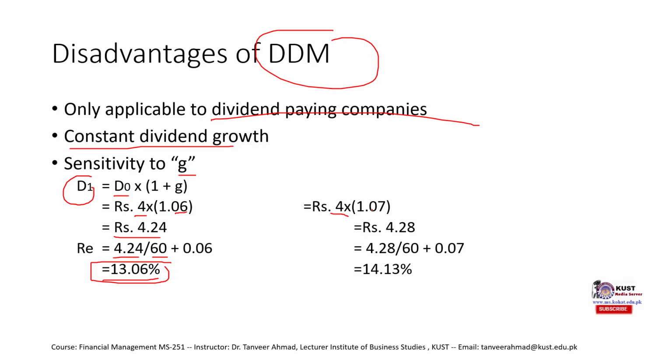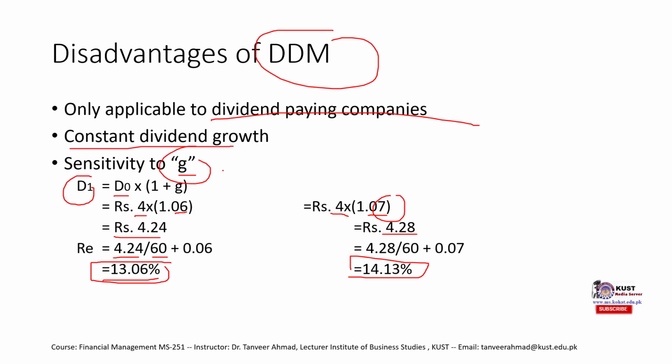Then our 4 into 1.07, this new growth rate, our dividend would be 4.24. Again, we apply the formula, it turns out to be 14%. Now you would see that there is a huge shift in the cost of equity. By only changing 1 percentage point, our cost of equity increases by 1%. So this is one disadvantage, that this dividend discount model is sensitive to the value of G.